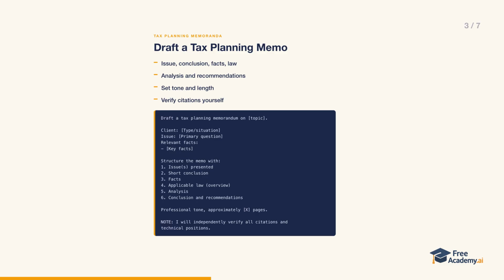The same approach works for issue-specific memos, like comparing entity types or analyzing the tax implications of a transaction. And again, the note matters. You tell the AI that you will independently verify all citations and technical positions because the structure is AI's job and the accuracy is yours.